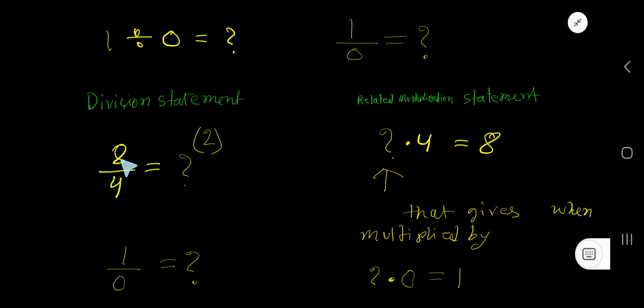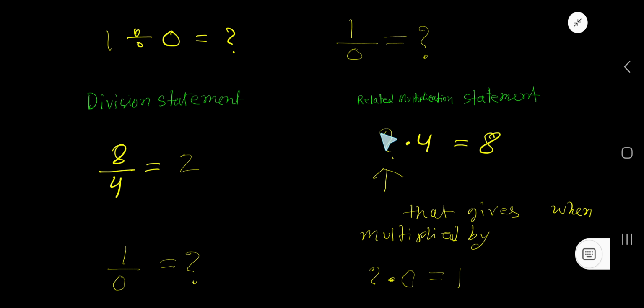Look, 8, for example, 8 divided by 4 equal to what? This is a division statement. If I divide 8 by 4, we'll get 2. Here, what means 2? Okay, so the related multiplication for this division is, look, this is dividend, this is divisor, this is quotient. Divisor times quotient equal to dividend. This is related multiplication statement.